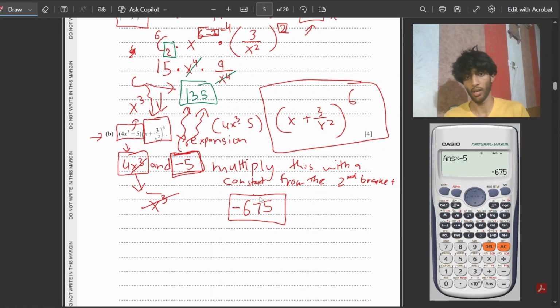Independent of x, doesn't have an x. However, if you multiply this -5 with any other expansion than this 135, that expansion is going to have an x term in it, and that's going to end up in you having an answer that has an x term. So you don't want to do that.